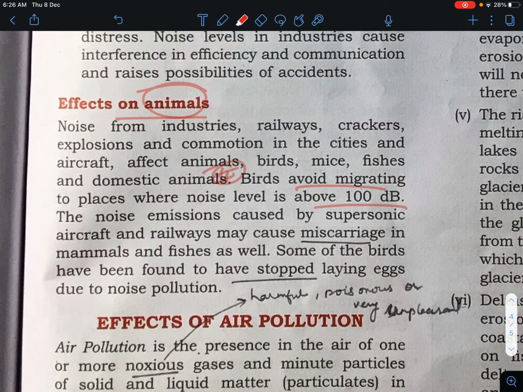The noise emitted by supersonic aircraft and railways may cause miscarriage in mammals and fishes as well. And some birds have been found to have stopped laying eggs due to noise pollution. It is very important, because it means it is going to affect their reproductive system also.